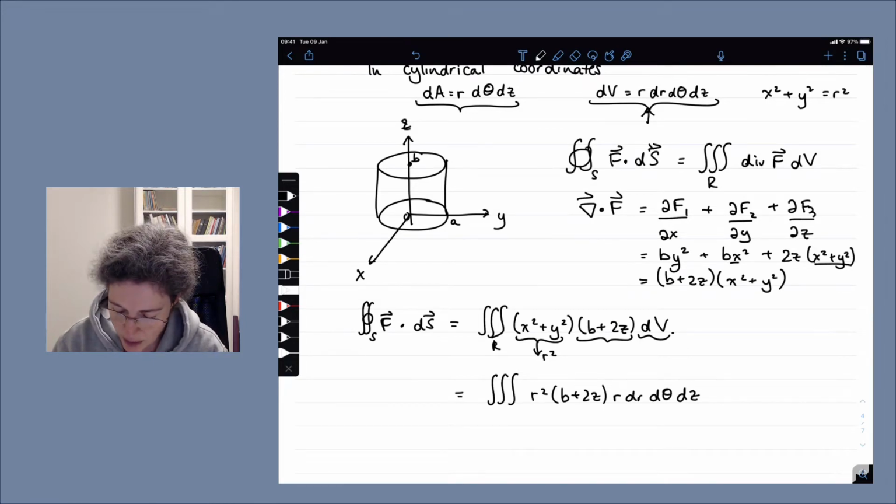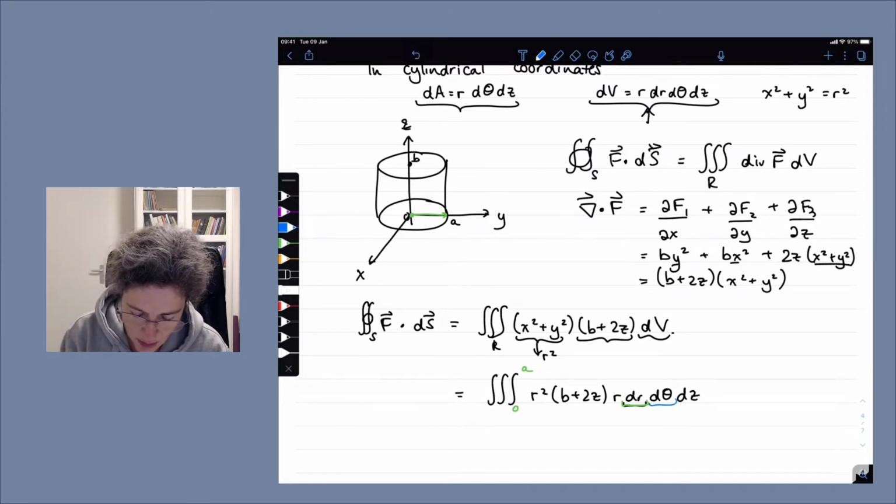And we need to think about our limits for our integration. Our dr, let's make this in green: our r is going to be from 0 to a. If we think about our d theta, theta measures from the x-axis around like our polar coordinates, so our theta is going to be from 0 to 2 pi.